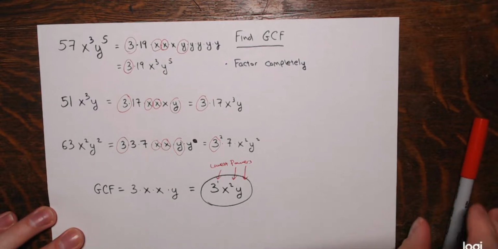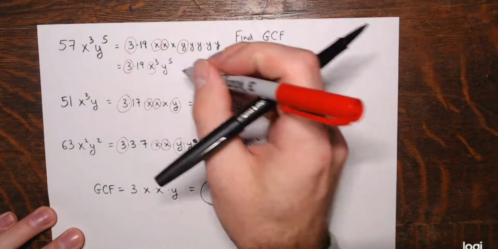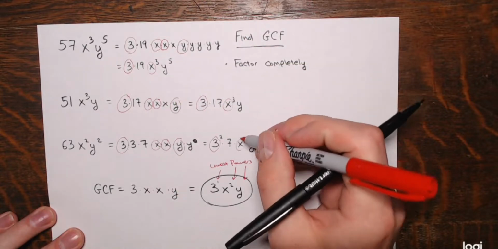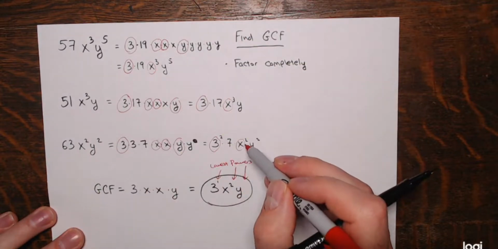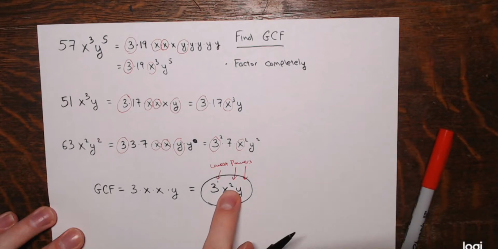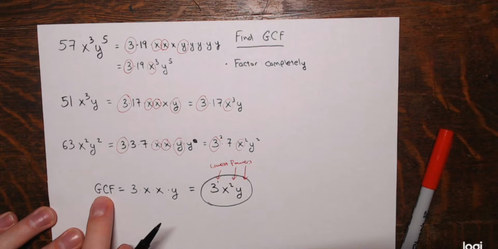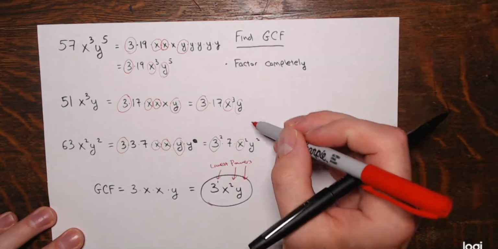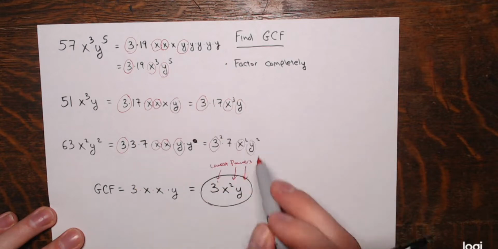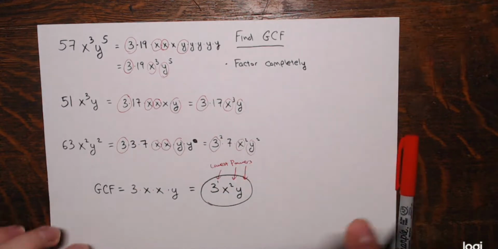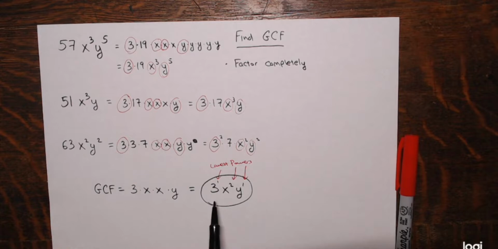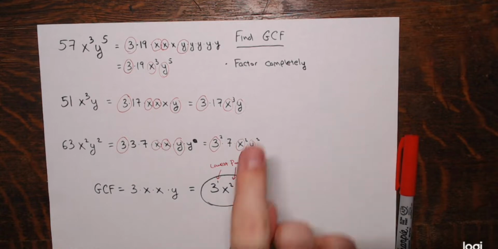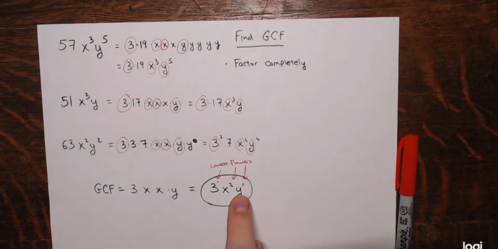And then each one of these has x to some power, right? X cubed, x cubed, x squared. The smallest of those powers is x squared. So that's going to be the power you see on x in the greatest common factor. And they each have y to some power, y to the fifth, y to the first, y to the second, and the lowest of those is y to the first. Right. So you just, again, factor completely, and then just take what they all have in common to the lowest powers on what they have in common.